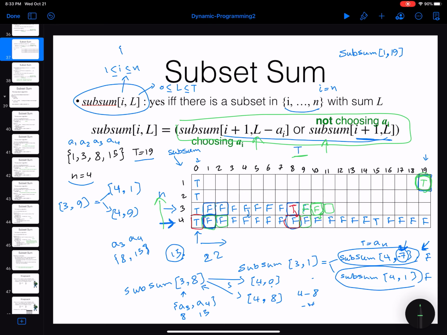I can't find it here, but anyway, whatever the answer is, it's coming from one of these two cases. Just trace those cells which are true, where you are getting the true either from this case or this case, and trace it back in the table. You can find all those numbers whose summation is equal to 19, or t in total.